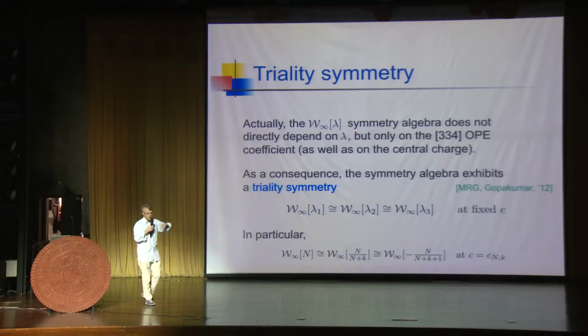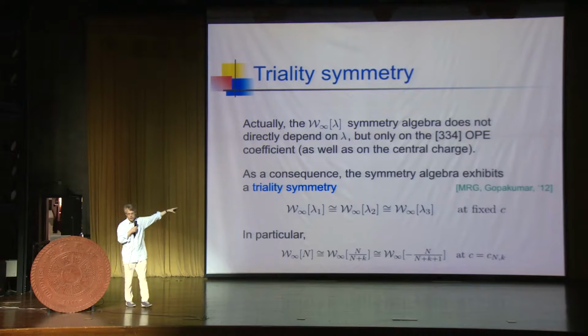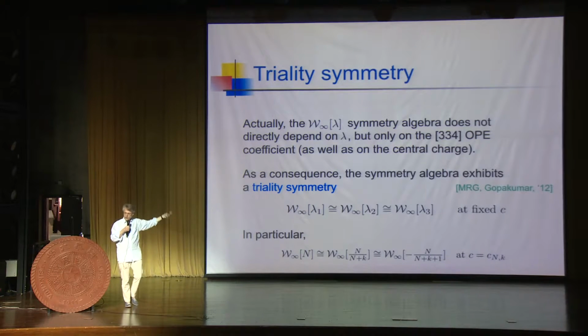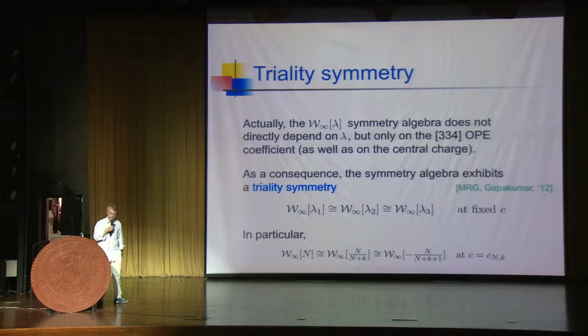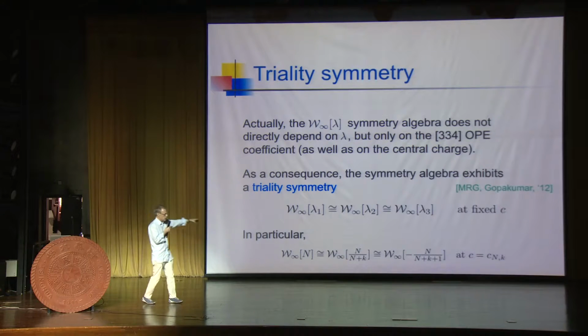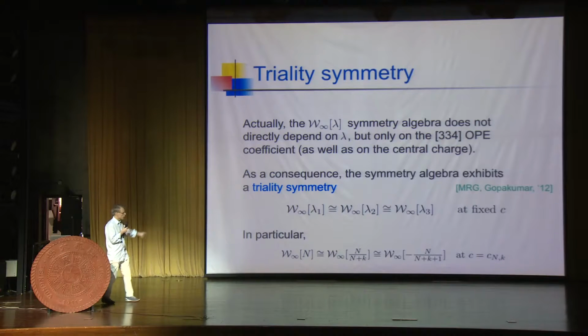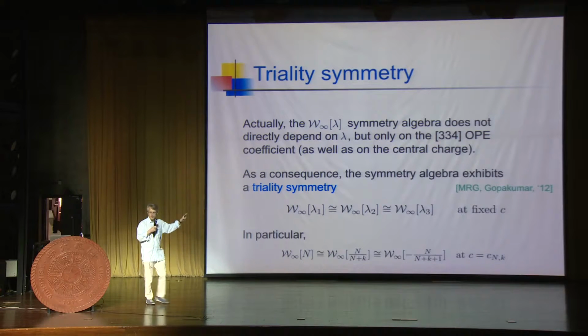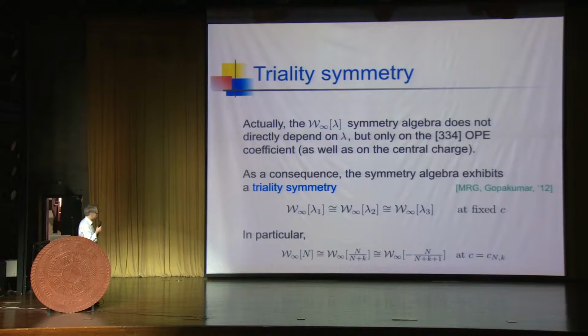And as a consequence, it's not directly parameterized by lambda, but by the value of this OPE coefficient. If you decode how this OPE coefficient depends on lambda and c, what you learn is that there are actually three different algebras for a given value of the central charge that are isomorphic, because they lead to exactly the same coupling constant for the spin 3, spin 4 field. So this will be important later on.